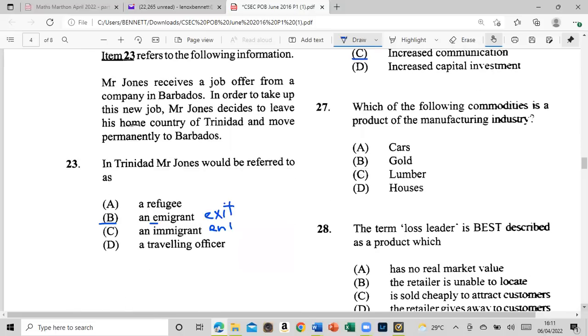Which of the following commodities is a product of the manufacturing industry? Is it cars, gold, lumber, or house? That would be cars. China manufactures the most cars or something like that. All right, let's move on to 28.